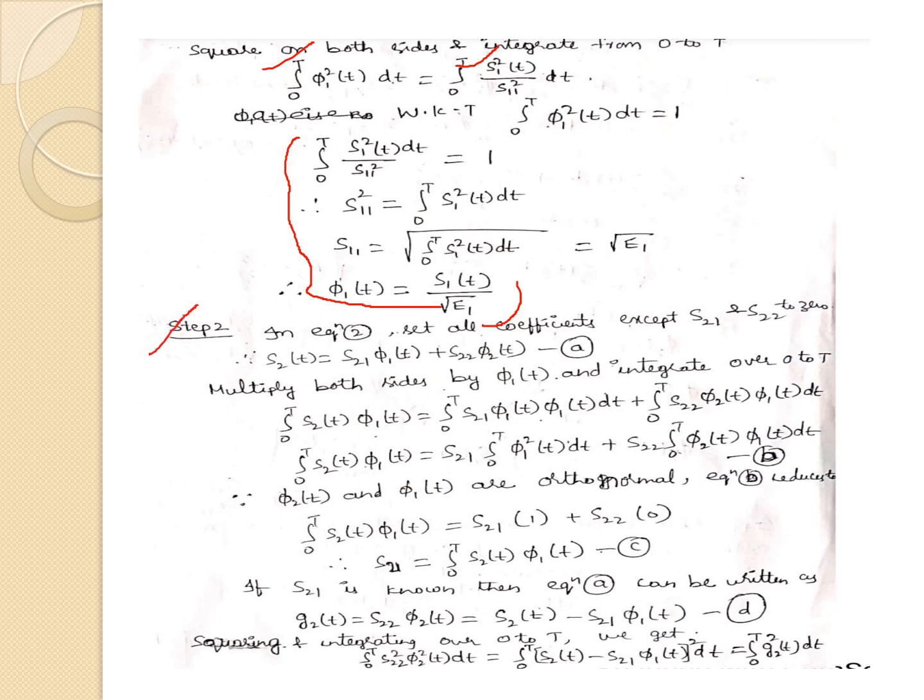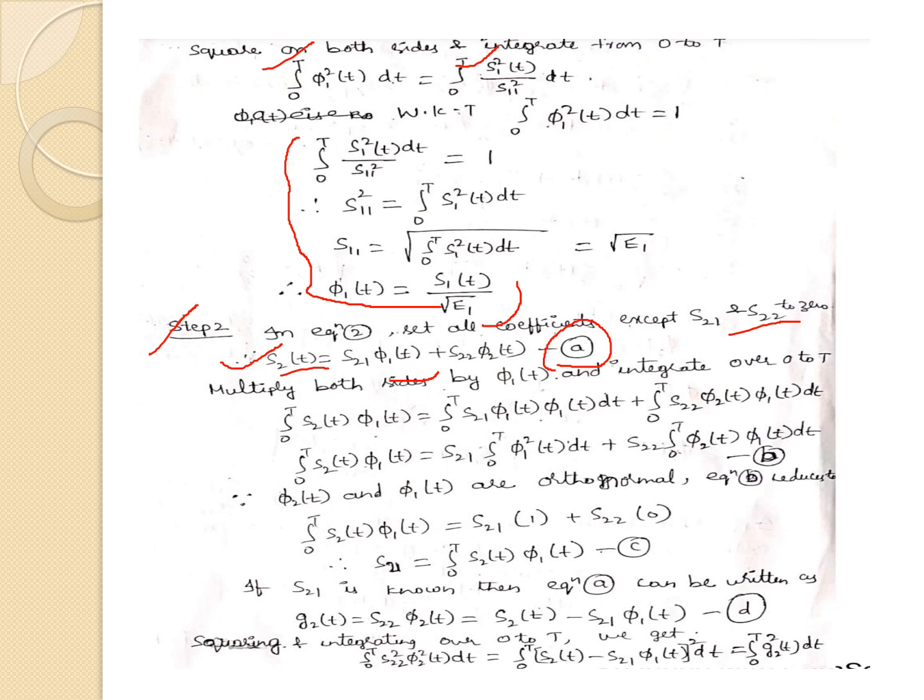Now we are entering step 2. In equation 2, all the coefficients except S21 and S22 are set to 0. Whereas in step 1 we considered S1 of t, now we are considering S2 of t. The formula is S21 phi 1 of t plus S22 phi 2 of t is equal to S2 of t, equation A.